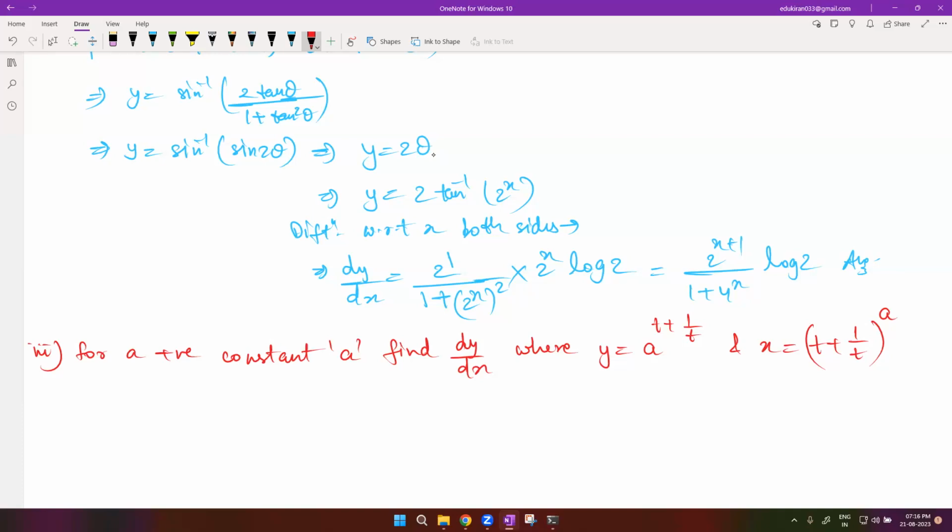So can you first tell me which kind of differentiation this is? Parametric, right? And inside the parametric, the y function is an exponential function, constant to the power variable, and the x function is an algebraic function, variable to the power constant. So inside, it also contains basic differentiation, which is exponential differentiation and algebraic differentiation. So find out dy by dx, please.